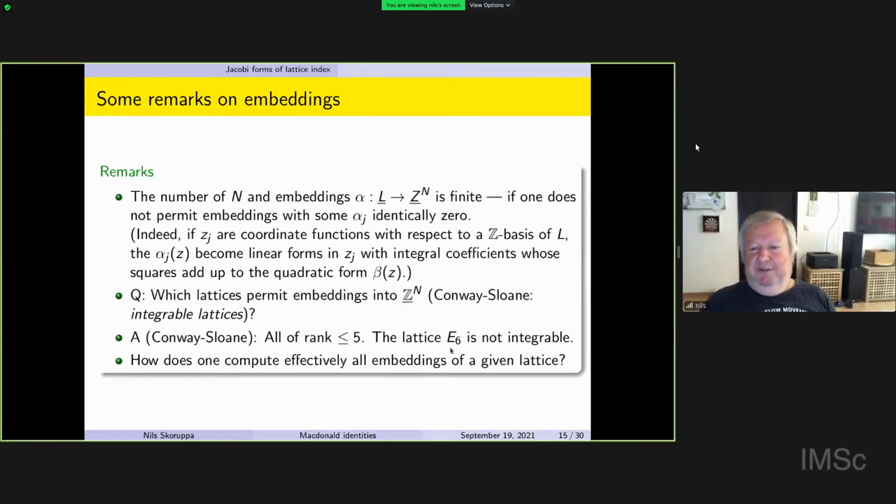So the first lattice which is not integrable, so which has no embedding into any Z to the n, is E6, lattice E6. It's quite easy to prove, you find it in one of these papers of Conway and Sloane. And the open question is, of course, as I said, when you have a lattice of high rank, which might be interesting, like the Leech lattice, how do you find all the embeddings then? So there, the algorithm that I sketched, and I don't know any better one, just fails, just because we cannot wait so long for the computer.